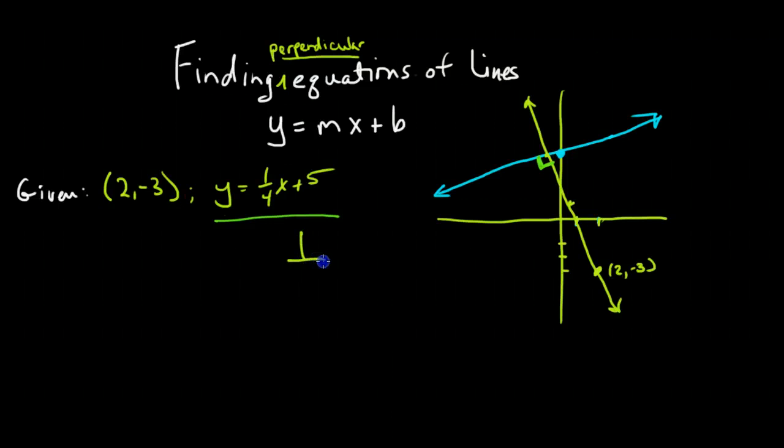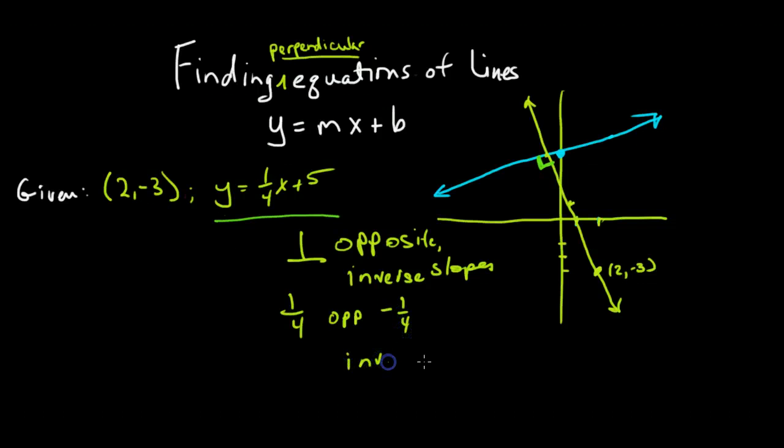That's because perpendicular lines have opposite, inverse slopes. Opposite and inverse slopes. So if our slope here is 1/4, the opposite would be -1/4, and the inverse would be -4. So opposite, inverse. This slope and this slope are perpendicular.